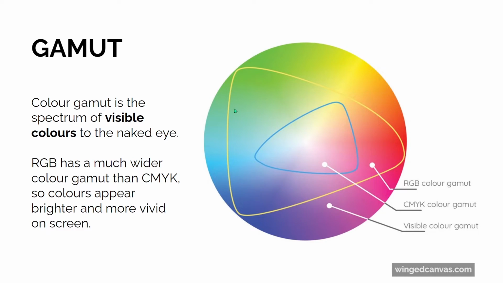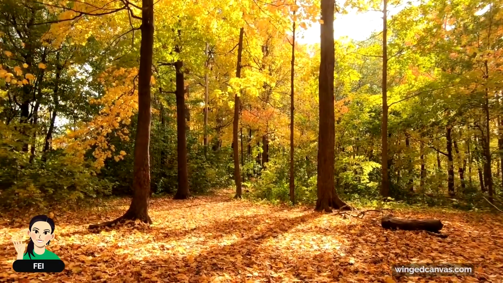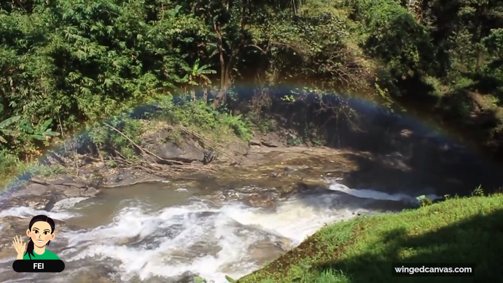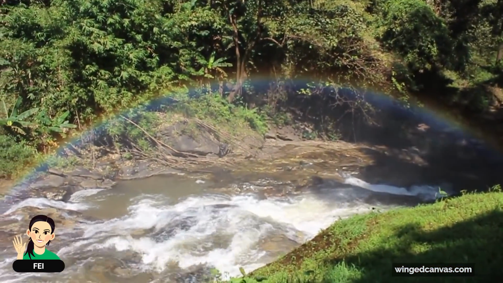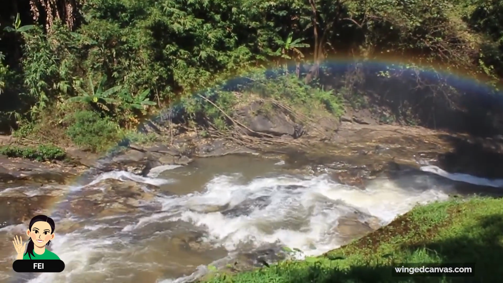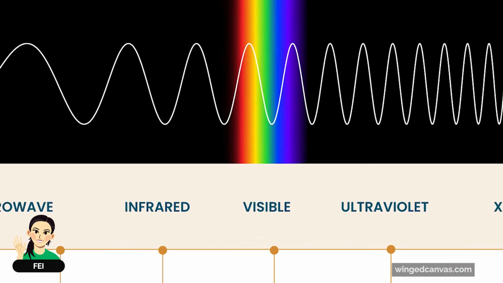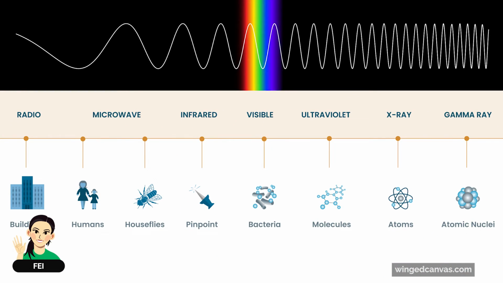Okay, so lastly, I'm going to talk a little bit about gamut. A gamut is the spectrum of visible colors to the naked eye. So what that means is we can only see a sliver of all of the colors that actually exist, right? Our eyes can only see the colors of the rainbow, right? But the rainbow extends far beyond what our eyes can see. Just like if you think about sound, right? We can hear sound waves, but we can't hear microwaves.